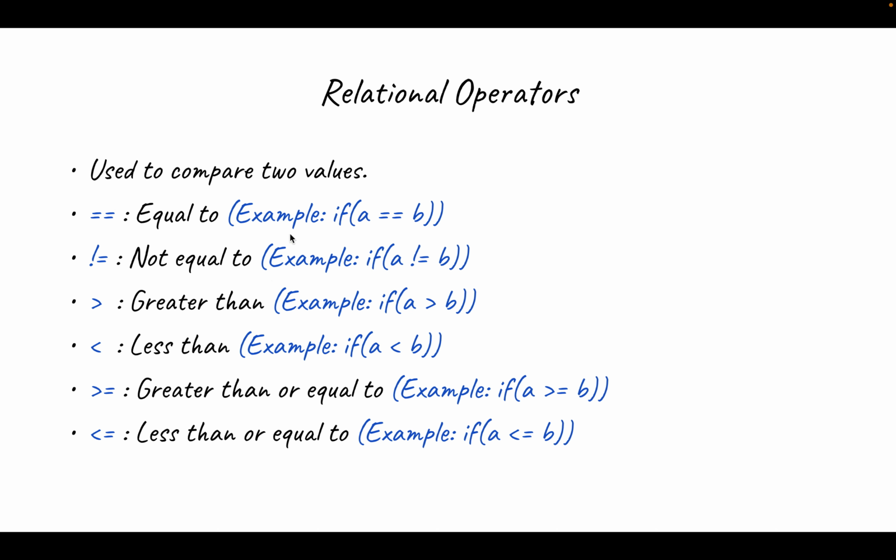These are the examples. This is for equal to: if a equal to b. This is for not equal to: if a not equal to b, if a greater than b, if a less than b, if a greater than equal to b, if a less than equal to b.